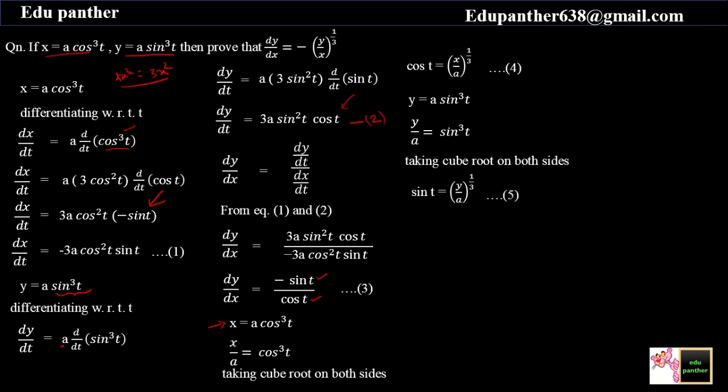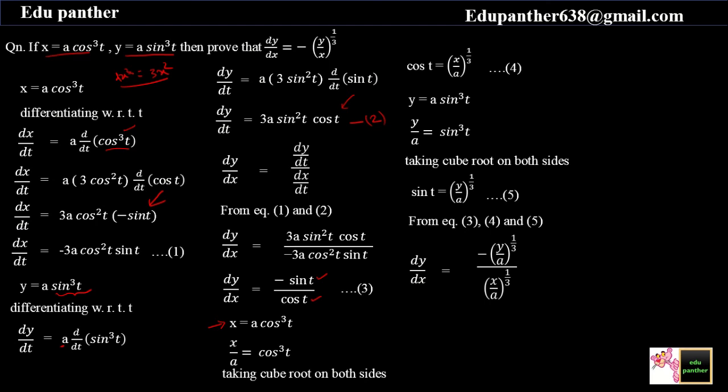So this is equation number 5. So now using equation number 3, 4 and 5, substitute all the values in equation number 3. We'll get dy by dx as minus, see numerator is sin t. So from equation number 5, substitute sin t as (y by a) raised to 1 by 3. Denominator is cos t. So from equation number 4, substitute cos t as (x by a) raised to 1 by 3. Now try to simplify this expression.